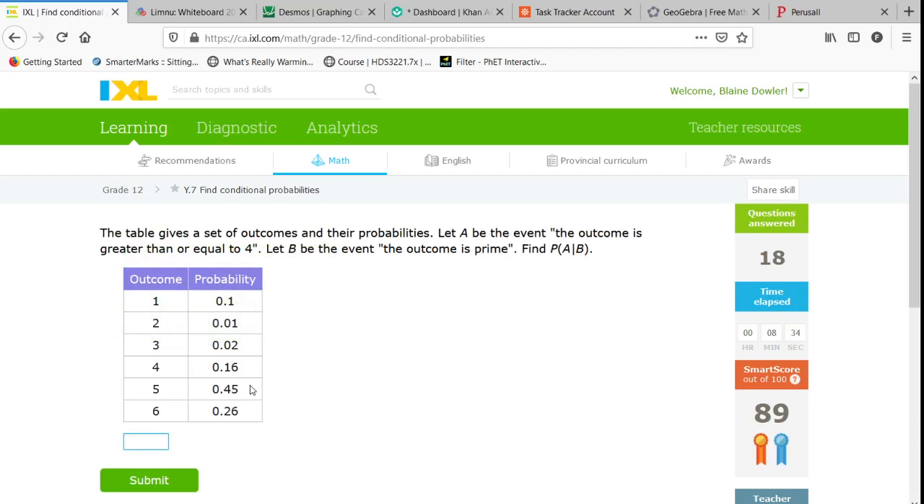Now, the conditional probabilities here. A, outcome is greater than or equal to 4, could be 4, 5, or 6. B is the outcome is prime, that's 2, 3, or 5. A and B then is just 5, or 0.45. And for B to be prime, that's 0.48. So if we have 0.45 divided by 0.48, that should be 0.9375. So it's the same as 15 over 16, is the simplification there.